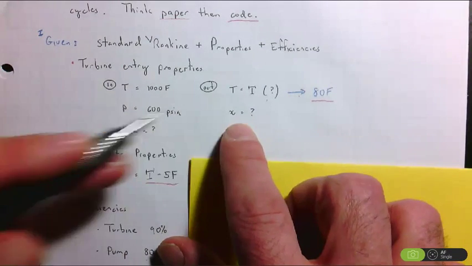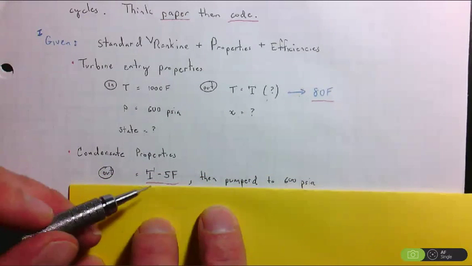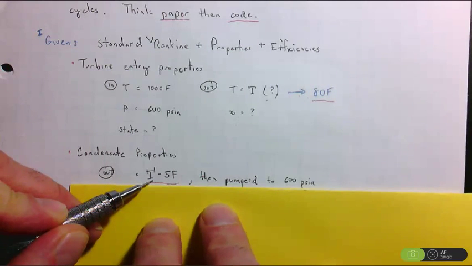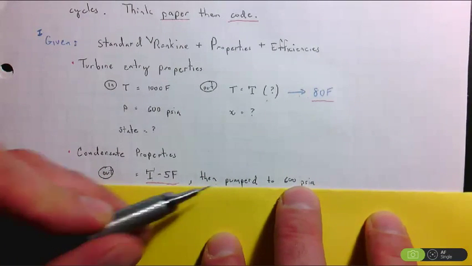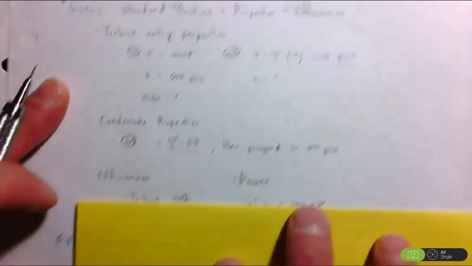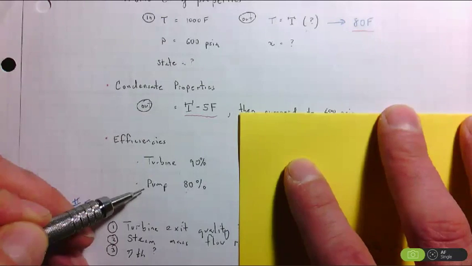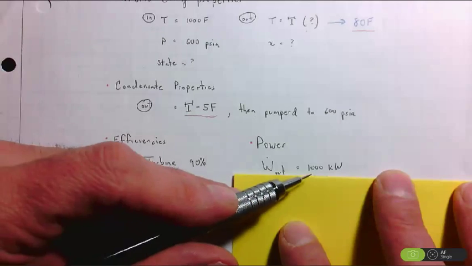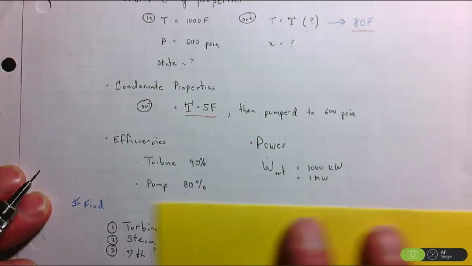The quality is unknown. The condensate, we're going to assume, has a temperature that's 5 degrees cooler than the temperature coming out of the turbine, or coming into the condenser. It's then pumped to 600 psia as it heads to the boiler. The efficiencies given are 90% for the turbine and 80% for the pump. The power produced is 1,000 kilowatts or 1 megawatt, a relatively small unit.